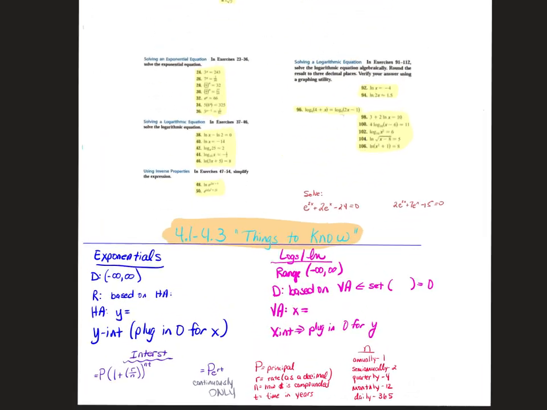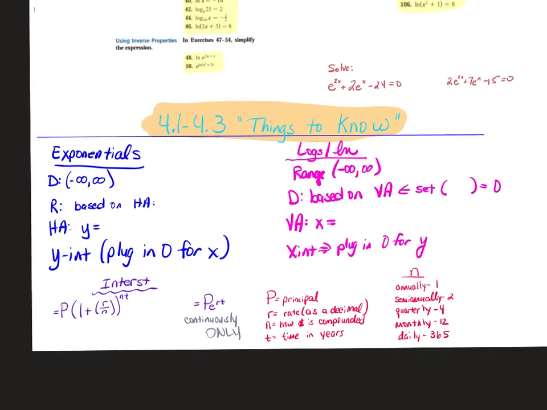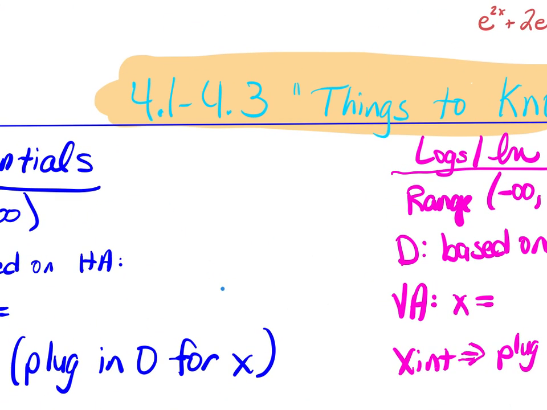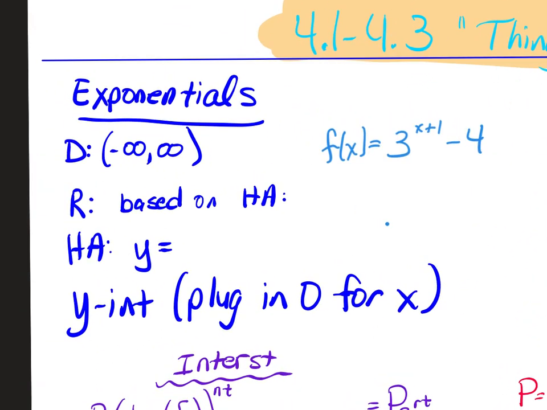The stuff you need to know from 4-1 and 4-2, right? We have got to know the difference between exponential functions and logarithmic functions. Some of you will get an exponential function. You'll get the equation that might say like f of x equals 3 to the x plus 1 minus 4. And they're going to ask you all this stuff. They're going to say, what's the domain? Well, the domain for every exponential is negative infinity to positive infinity.